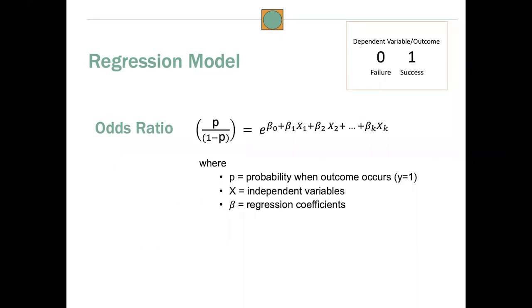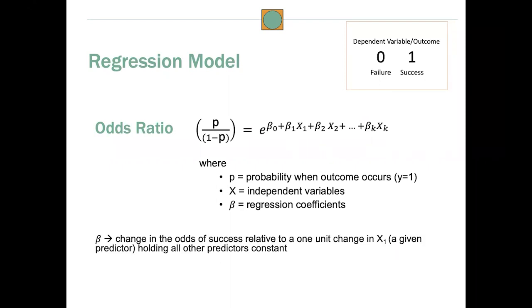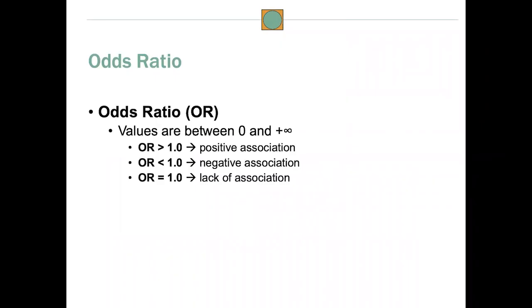The logistic regression also generates the odds ratio. This is a more widespread method of presenting the results. To produce the odds ratio, we're finding the anti-log of the regression coefficient, or the odds that we talked about previously. For this, we can interpret the amount of change. So the beta produced in our regression is the odds ratio, and it can be interpreted as the change in the odds of success relative to the 1 unit change in X, which is our predictor, holding all other predictors constant. The odds ratio is a ratio of the probability that an event occurs to the probability that an event does not occur.